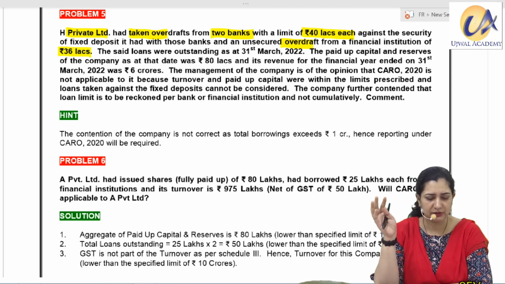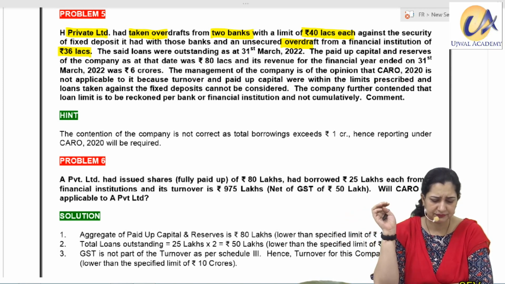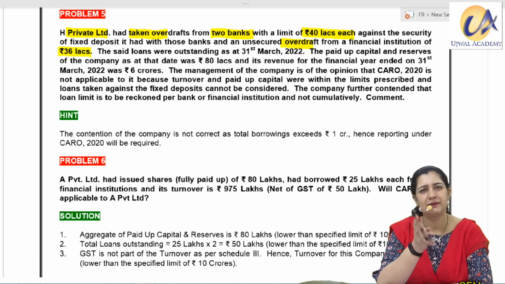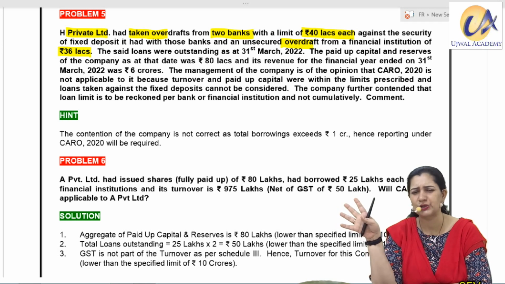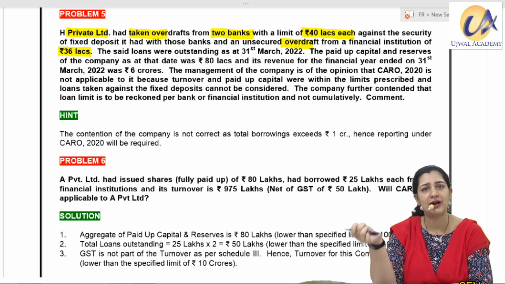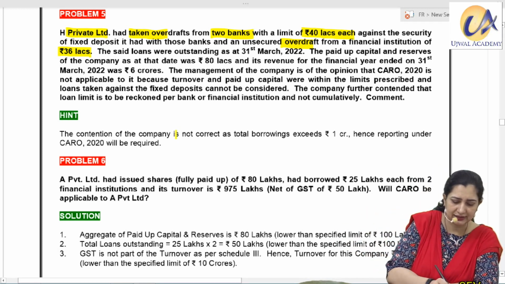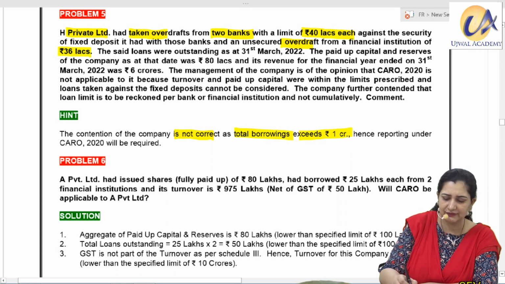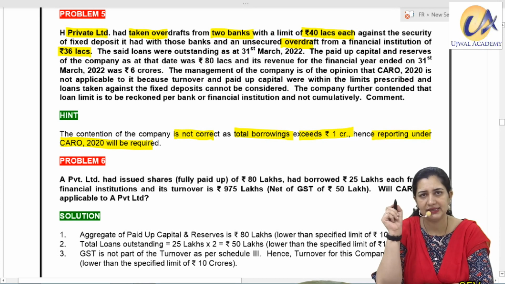Correct? So in simple words, the company is saying, oh, no, Caro is not applicable. They're saying don't take cumulative, take individual. Any rubbish. Banks, FIs, we have to see total, and it is more than 1 crore. Other conditions not interested, because even if one condition is not fulfilled, Caro is applicable. So they are not correct. Their total borrowings exceed 1 crore, hence reporting is required. Easy.